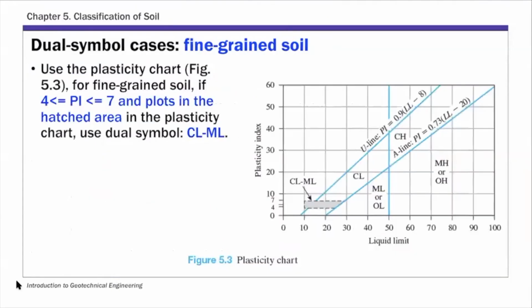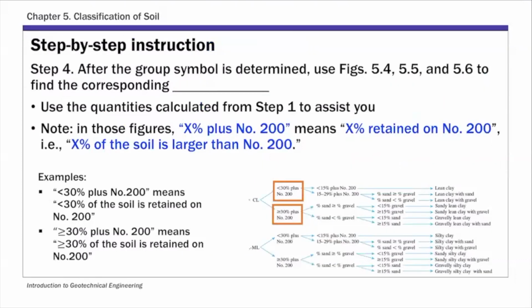For fine-grained soil, this is simpler than the coarse-grained case. Dual symbol cases for fine-grained soil are actually pretty straightforward, just using the plasticity chart. If PI is between 4 and 7 and plots in the hatched area in the plasticity chart, then the dual symbol case is CL-ML. So that's the dual symbol case for fine-grained soil.